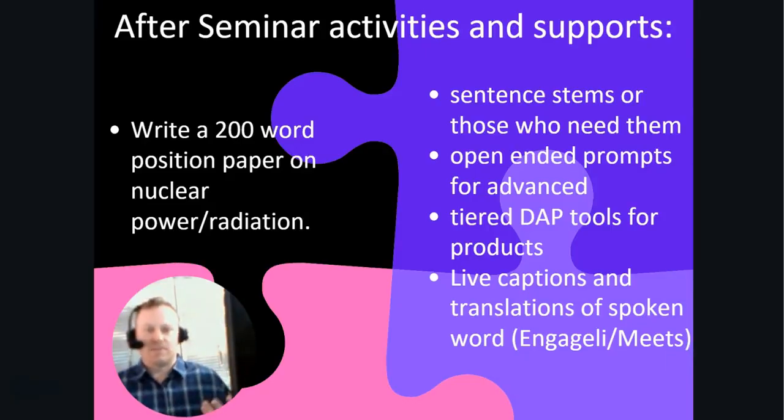As students work on their paper, it should be about 200 words. Some students may need more help or less help than others. For example, some students may require or just want sentence stems to help them formulate their thoughts and get them on paper. Other students may prefer a more open-ended approach and would benefit from that. In addition to that, a tiered DAP tool for their products may be very helpful to sort them out, especially if you have a large range of abilities within your classroom. On top of that, use of technology such as live captions can actually translate words as you speak in, say, Google Meets, which is where my class often meets for these kinds of activities.